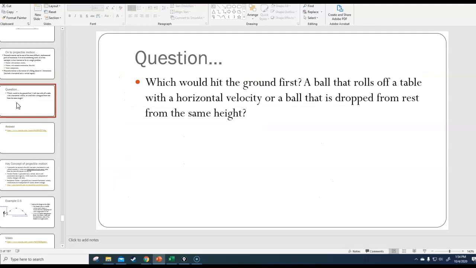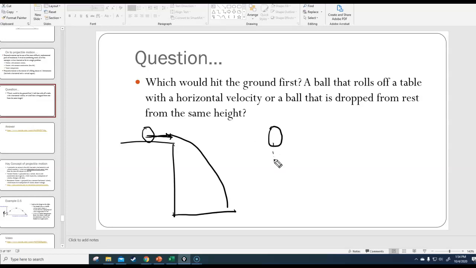So let's say you had a situation where you had a ball that rolls off a table with a horizontal velocity, and at the same time a ball that is dropped from rest from the same height as the table. So in other words, imagine two balls. And so let's say there's a ball that's rolling, and of course when it leaves the table, it's going to roll like that. And at the exact same time this one starts to fall, there's a second identical ball that's going to fall straight down. Okay. So they're basically falling the same height, but one of them is moving horizontally first.